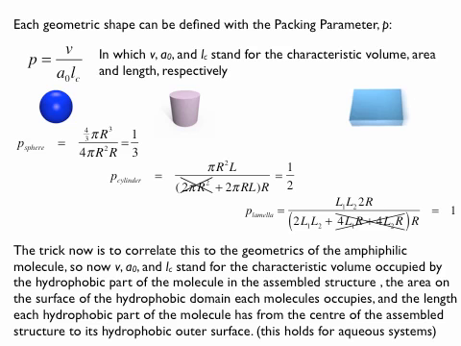So you have the volume of a sphere, 4/3 pi r to the power 3. The area of a sphere is 4 pi r squared, and the characteristic length that links it all together is the radius of the sphere. So if you put that in, you get 1/3.